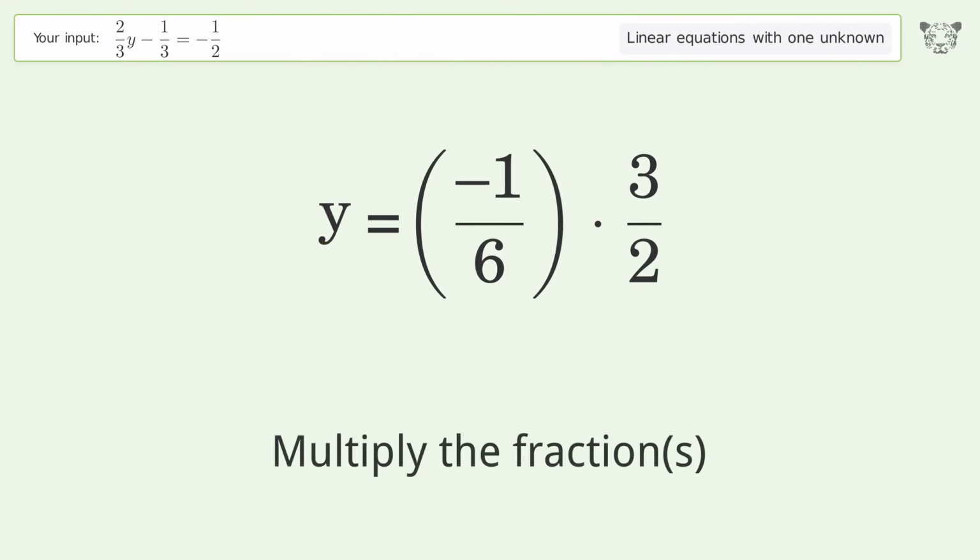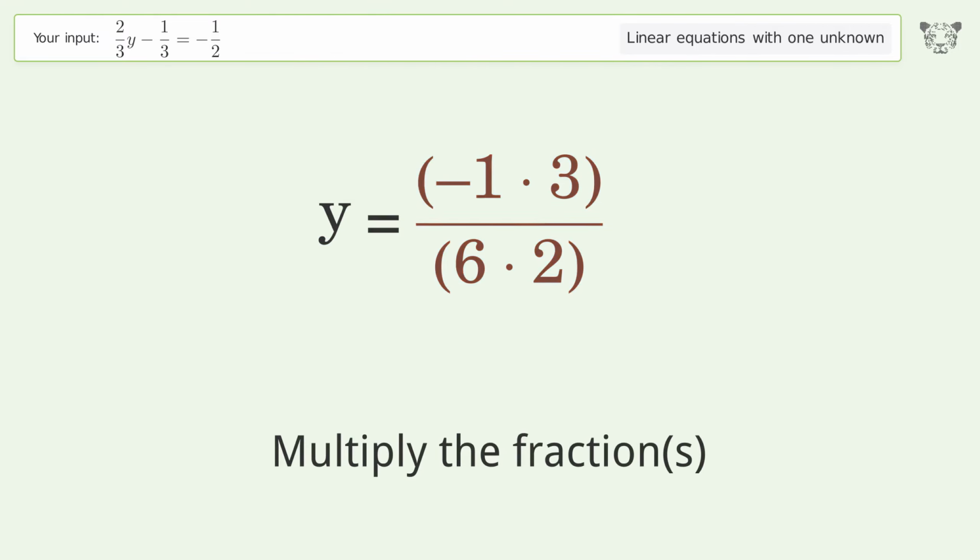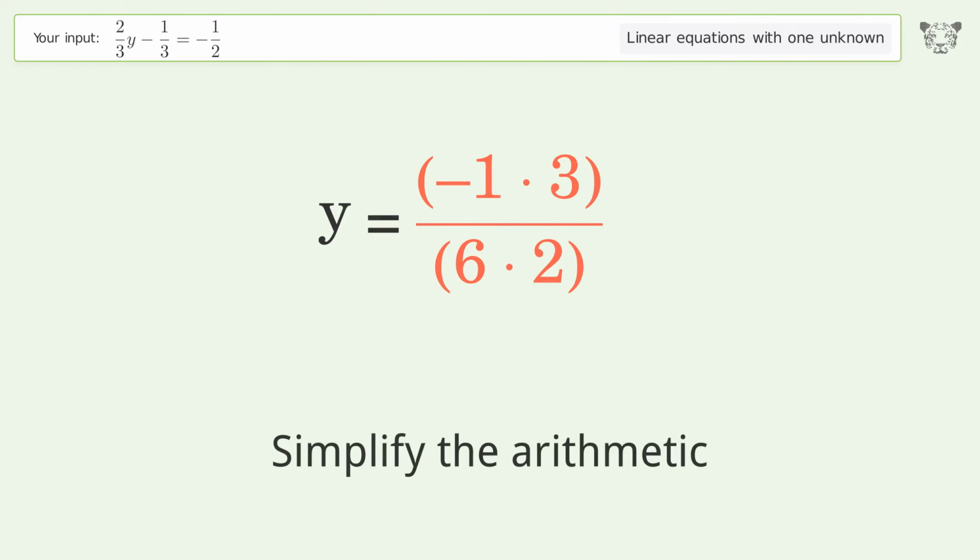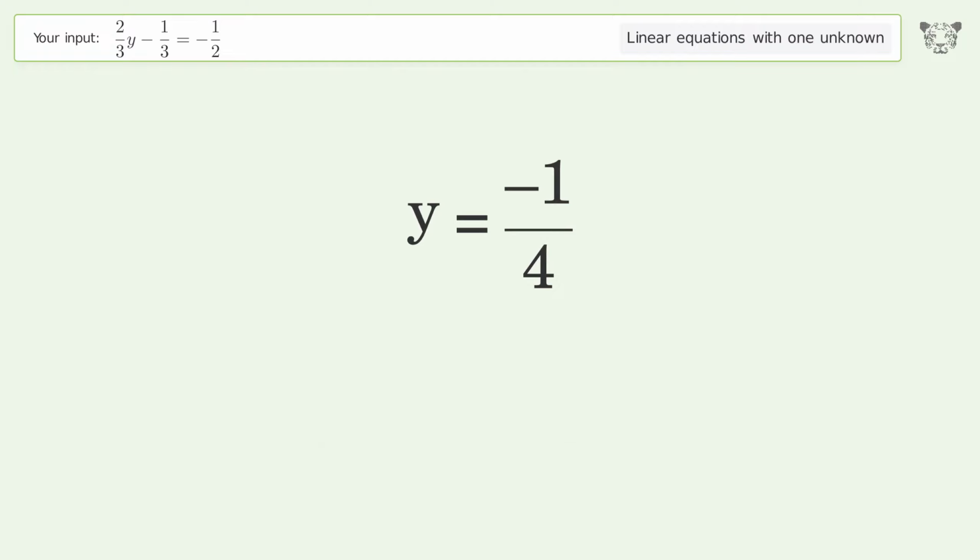Multiply the fractions. Simplify the arithmetic. And so the final result is y equals -1/4.